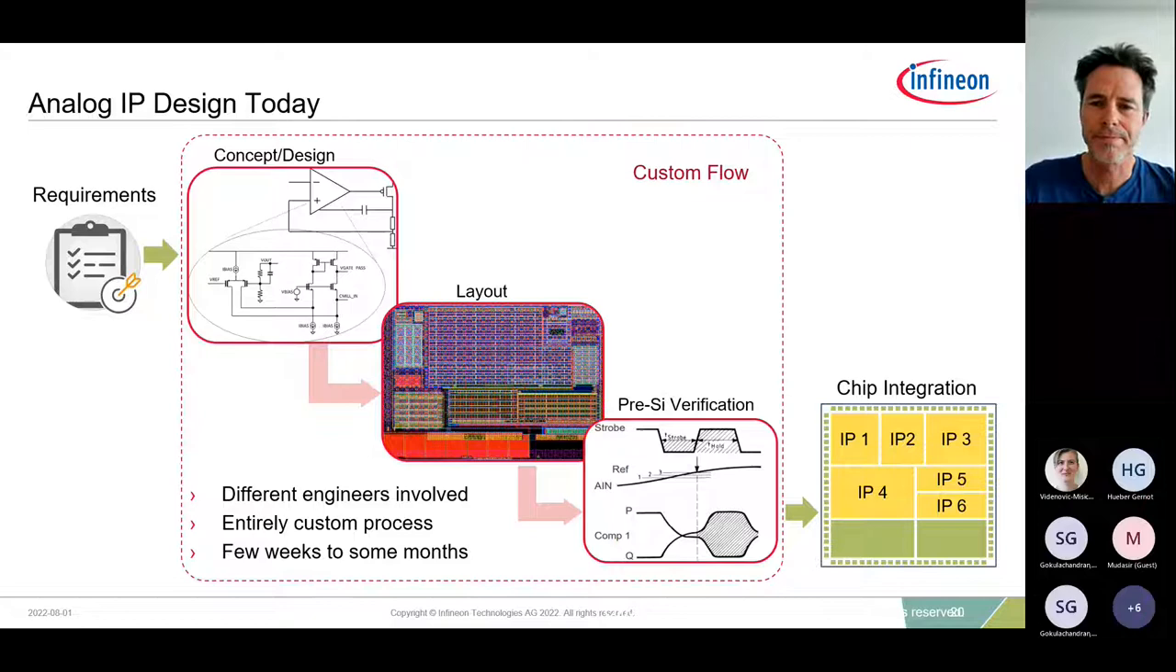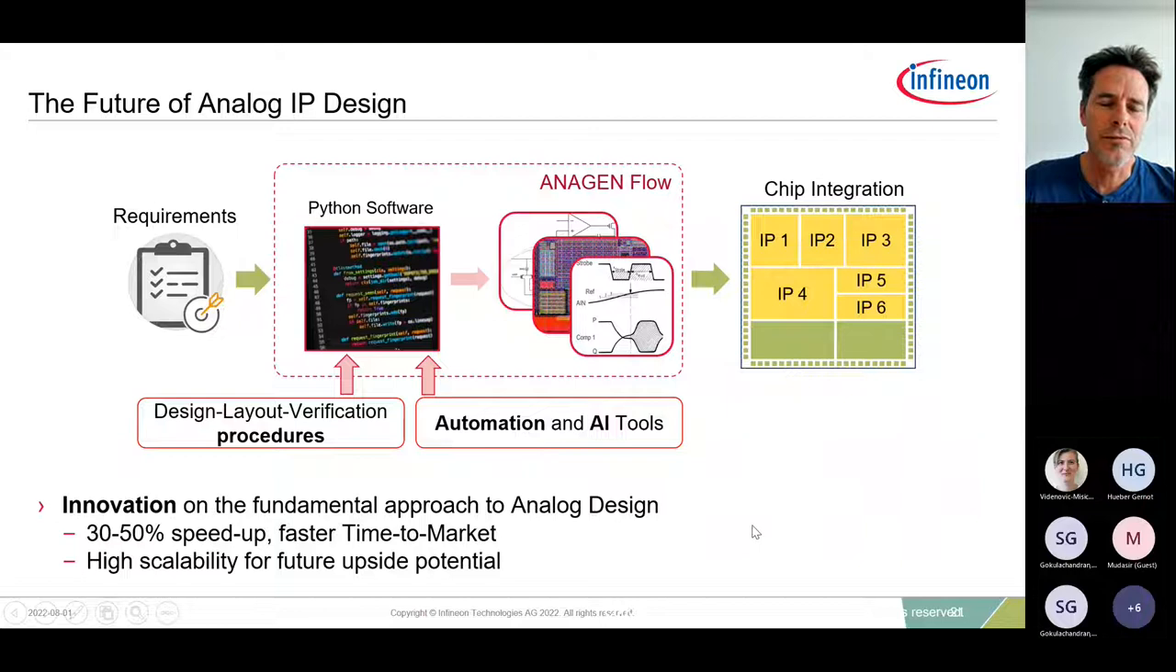Now, if you look at how you would do this in an analog generator-based design flow, the starting point and the end are different. But in between, now we change the way we work, because all design and layout and verification procedures are captured into Python or C++ code. And this allows us to apply automation on top. Once you have your code, you can apply automation. And this is the game changer here.